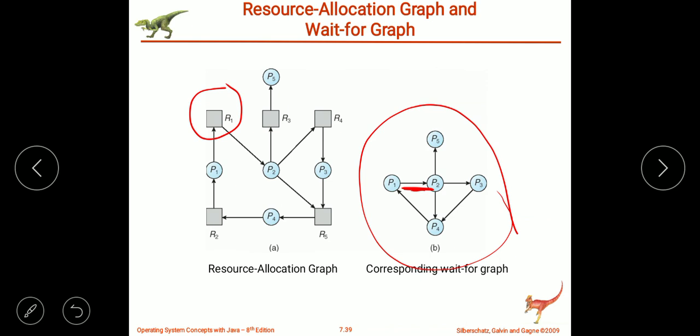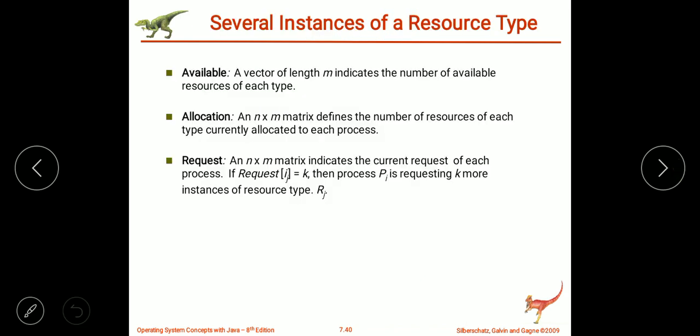Again, this algorithm can be applied only when there are single instances of each resource type. If there are multiple instances of a resource type, then we need to use an algorithm which is very similar to the Banker's algorithm. So again, we would require some data structures as we had used in the Banker's algorithm.